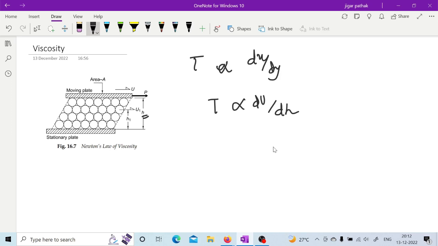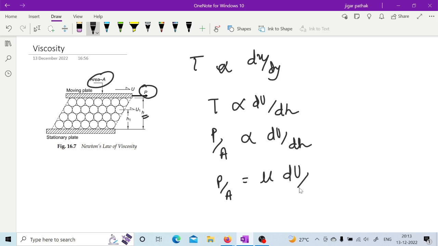So now if you further write this stress in terms of the load applied and the area, then you can write this stress as P by A is equal to du by dh, and here your proportionality constant is actually the viscosity. So P by A is equal to mu du by dh. So this is how you can have the relation between that load and this velocity, right.